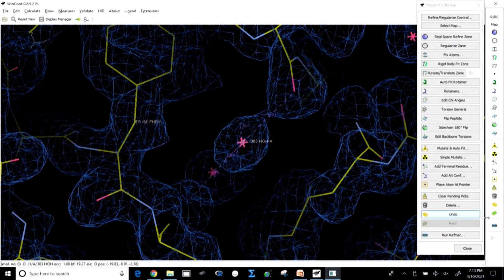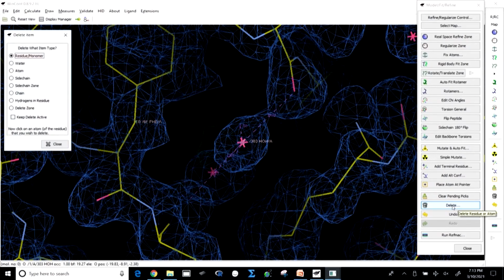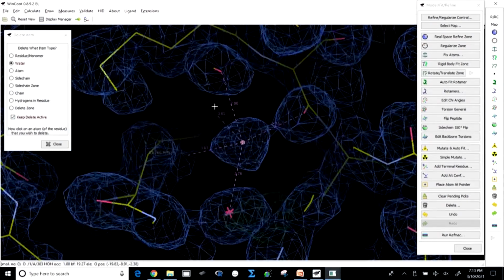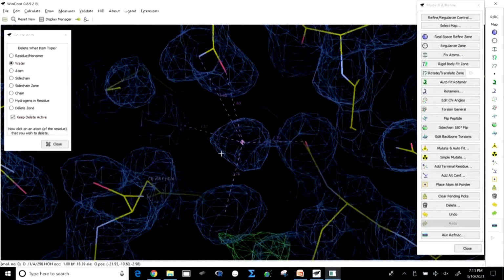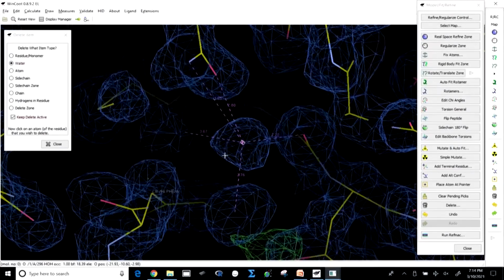Also, if you want to delete this, you could come and do the delete option, then you will get a lot of options. You want to delete any residue or monomer, you want to delete water, you want to delete atom, you want to delete side chain, zone, chain, hydrogens in residue, delete zone. Suppose you put water and then you click, it would be deleted, but this option will go. But if you put keep delete active, then you delete this, see this is deleted now, you could delete that and you could continue deleting.